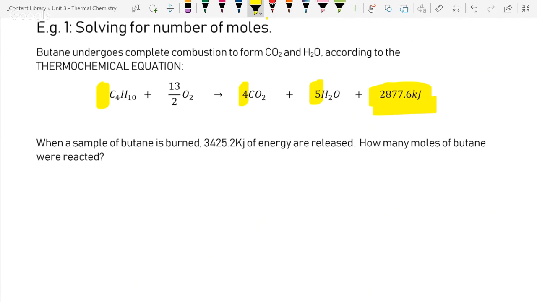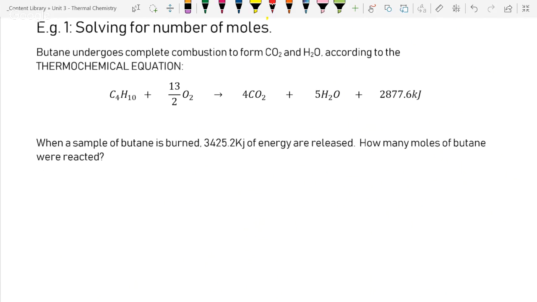What kind of reaction is this? It's a combustion reaction. Very good. And combustion reactions are exothermic. Good. Very good.